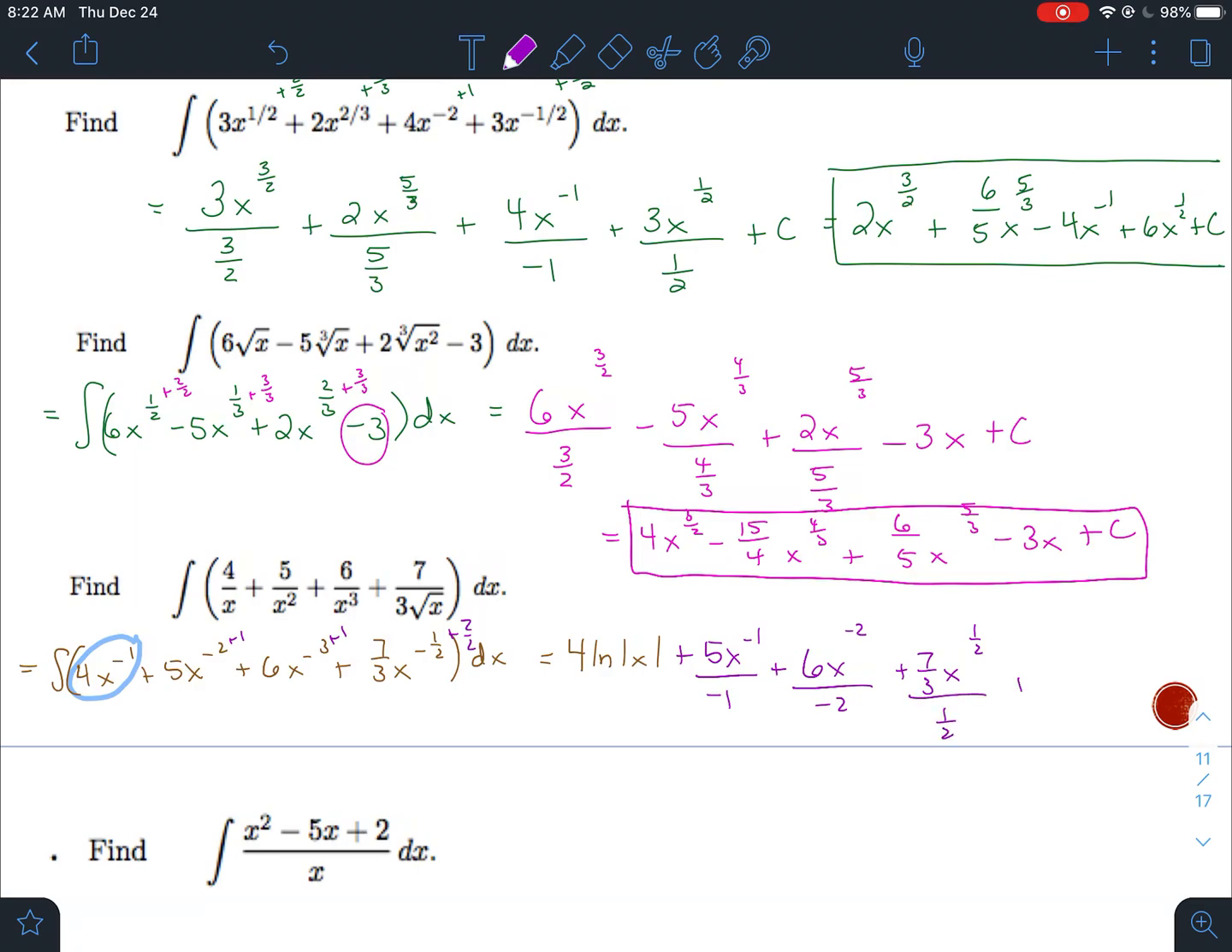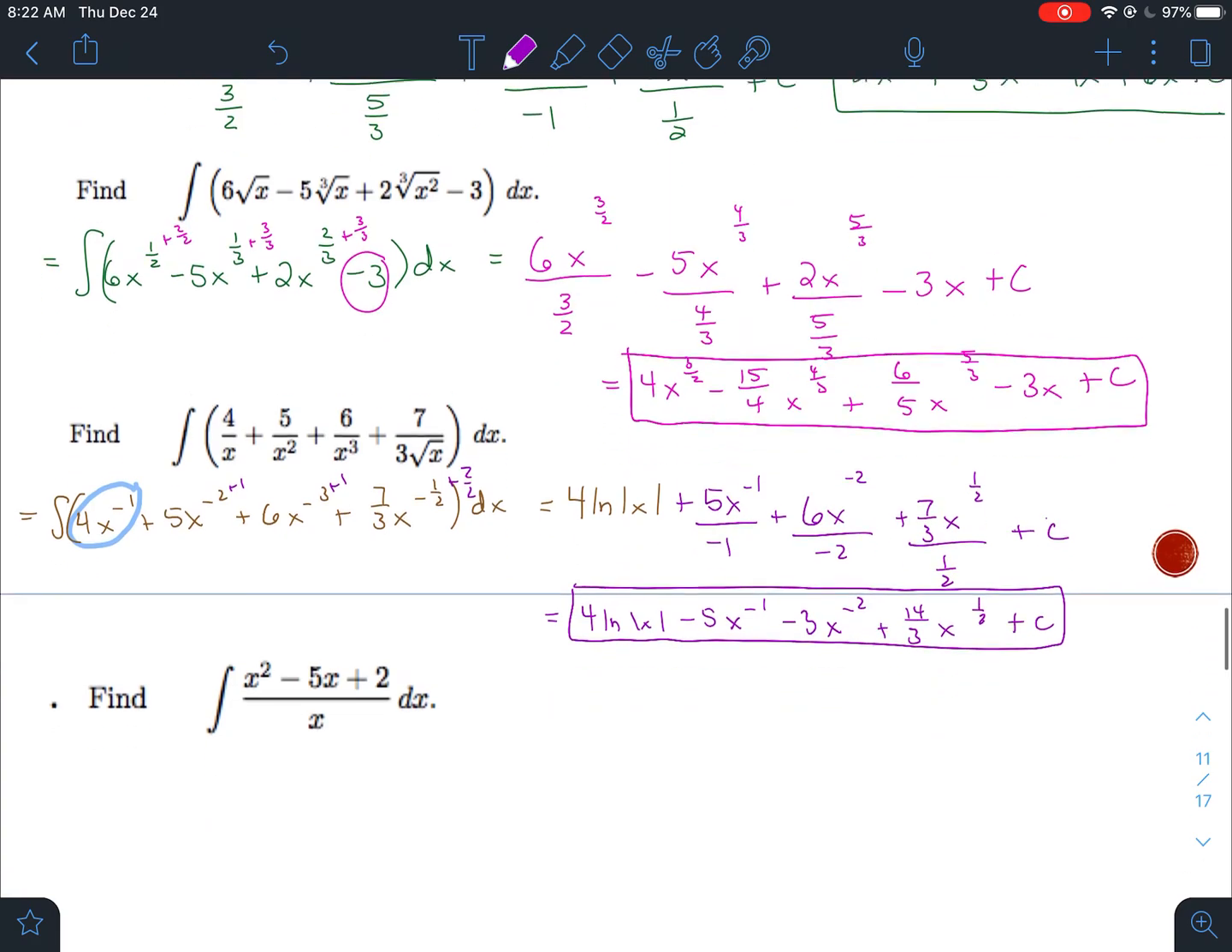And then plus c. So if I simplify this, I would get 4 ln absolute value of x minus 5x to the -1 minus 3x to the -2 plus 14/3 x to the 1/2, and then plus c. And that would be the final antiderivative for that integral.